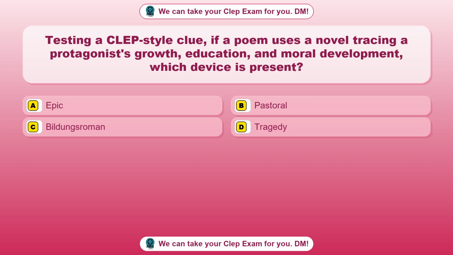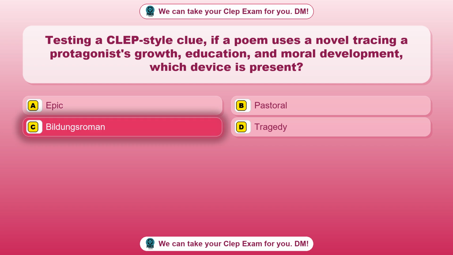Question 52. Testing a CLEP-style clue, if a poem uses a novel tracing a protagonist's growth, education, and moral development, which device is present? Option A, epic. Option B, pastoral. Option C, Bildungsroman. Option D, tragedy. The correct answer is option C.